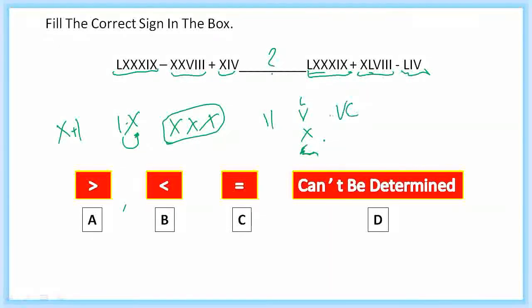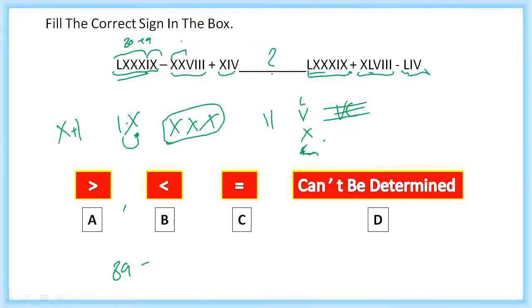Like VC would be a wrong Roman numeral. So these are some laws, and it's going to apply the same laws. But LXXX: L is 50, and the smaller ones we're just going to add. 60, 70, 80, it becomes 80. IX is 9, 80 plus 9 becomes 89. 89 minus, now we get XXVIII.